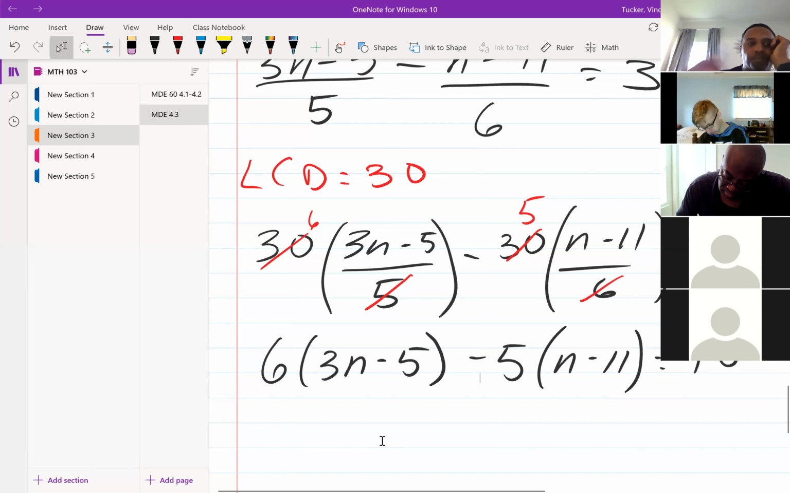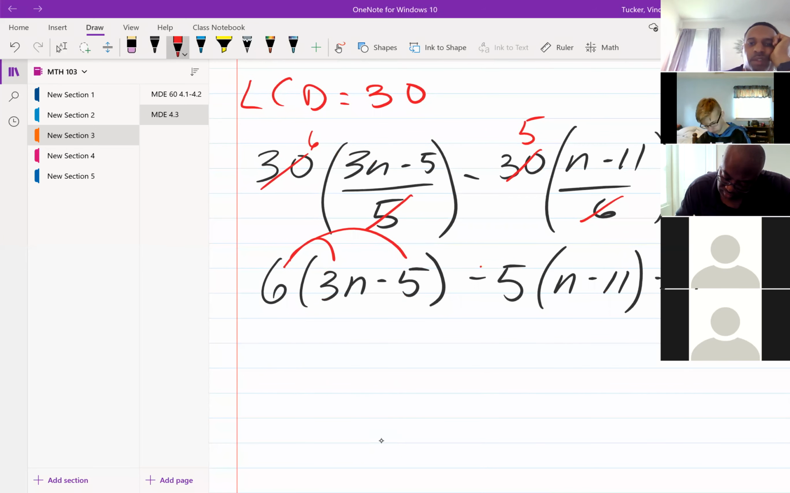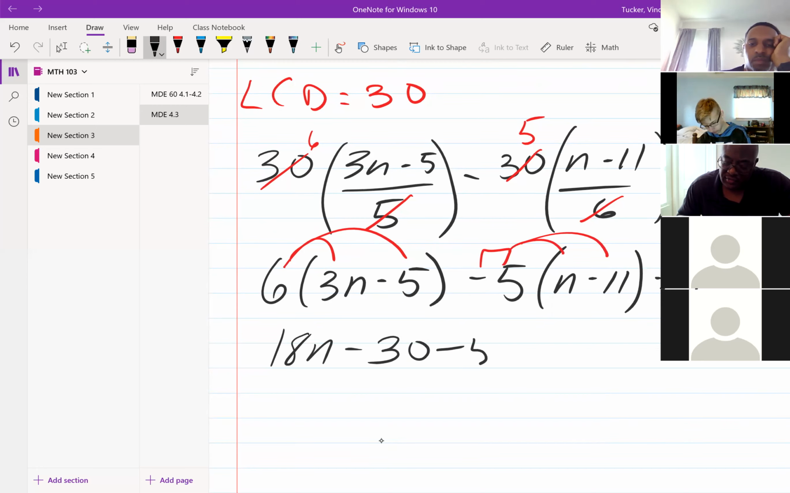So let's go ahead and distribute the 6 and then the negative 5. We get 18n minus 30, minus 5n plus 55 equals 90. Sorry, 90. Yeah, 90. No, you're fine. I just had to make sure we were seeing the same thing.